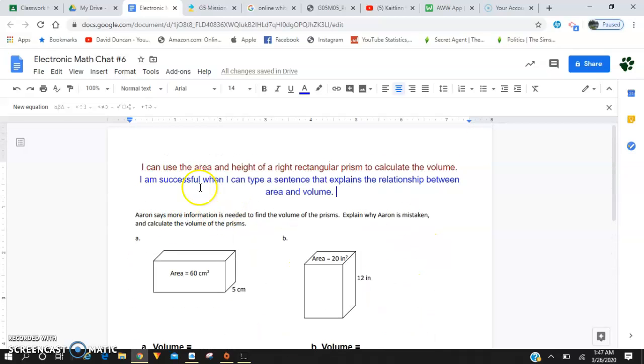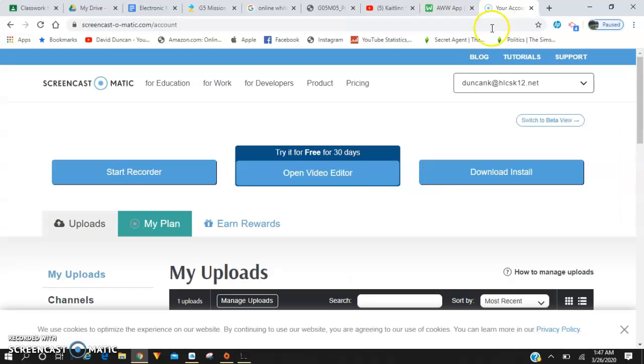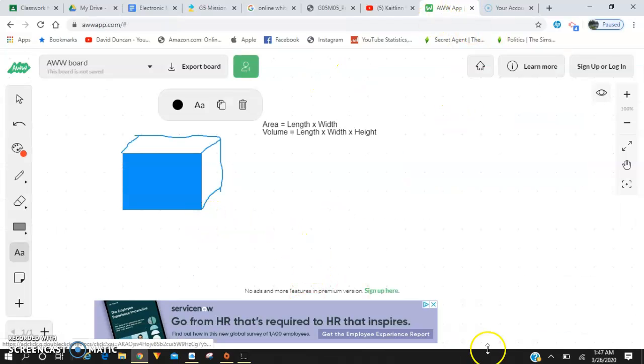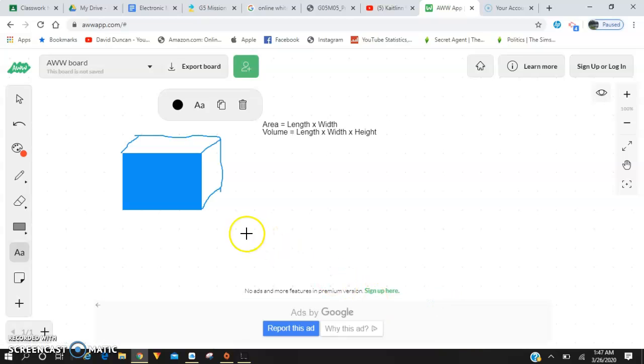But to do my mini lesson, I'm going to head on over to my whiteboard. Again, I know this is not perfect. Bear with me as I try to work on an online whiteboard to the best of my abilities. I want to start off by showing you a right rectangular prism that I created. Again, not perfect, but I tried.